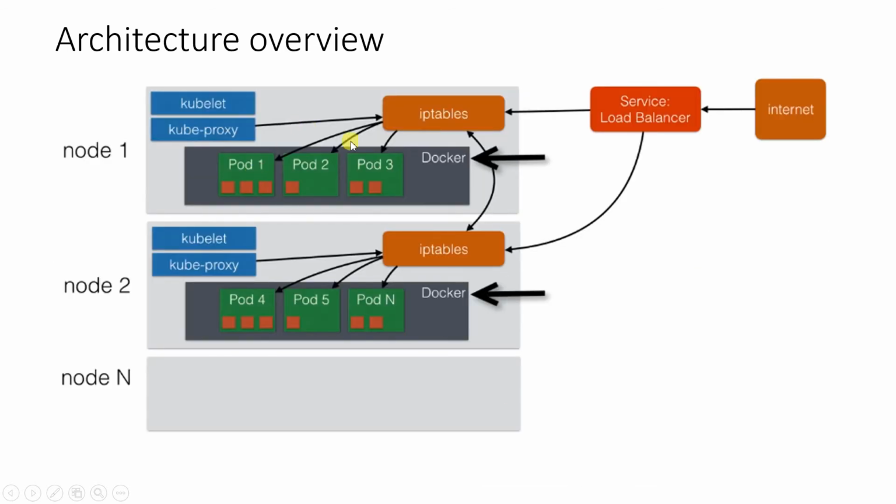So the architecture diagram shows you on the node level how the connection works and how the user normally interacts. The flow is that when the user accesses the pod, it goes to the service, and then using IP tables it gets forwarded to the pods.